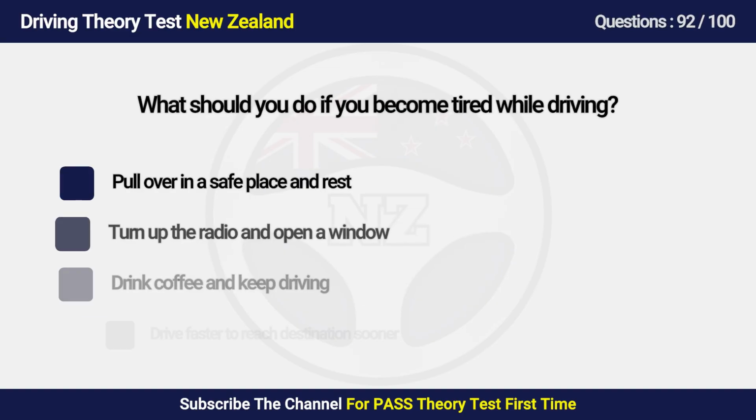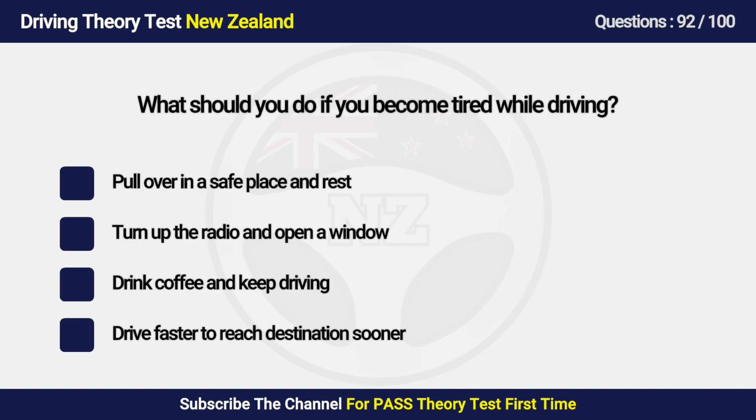Question 92. What should you do if you become tired while driving? A. Pull over in a safe place and rest. B. Turn up the radio and open a window. C. Drink coffee and keep driving. D. Drive faster to reach destination sooner.